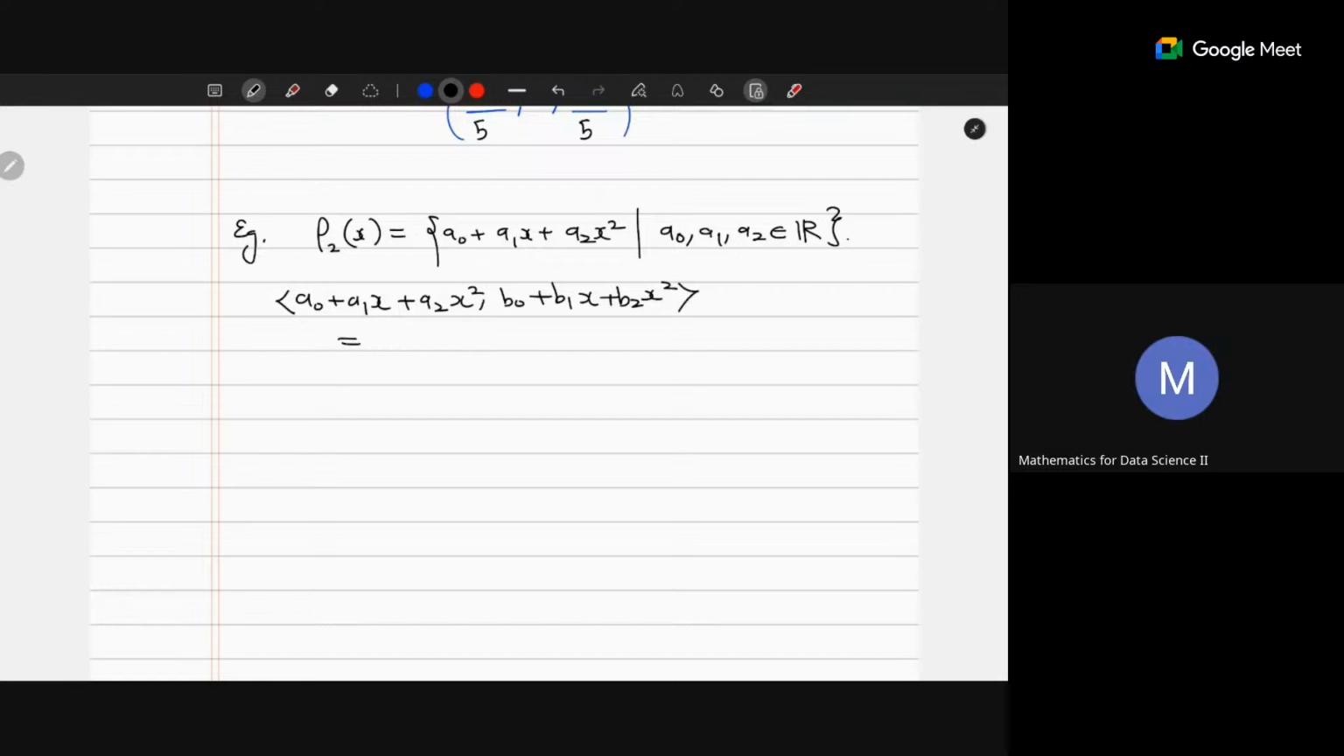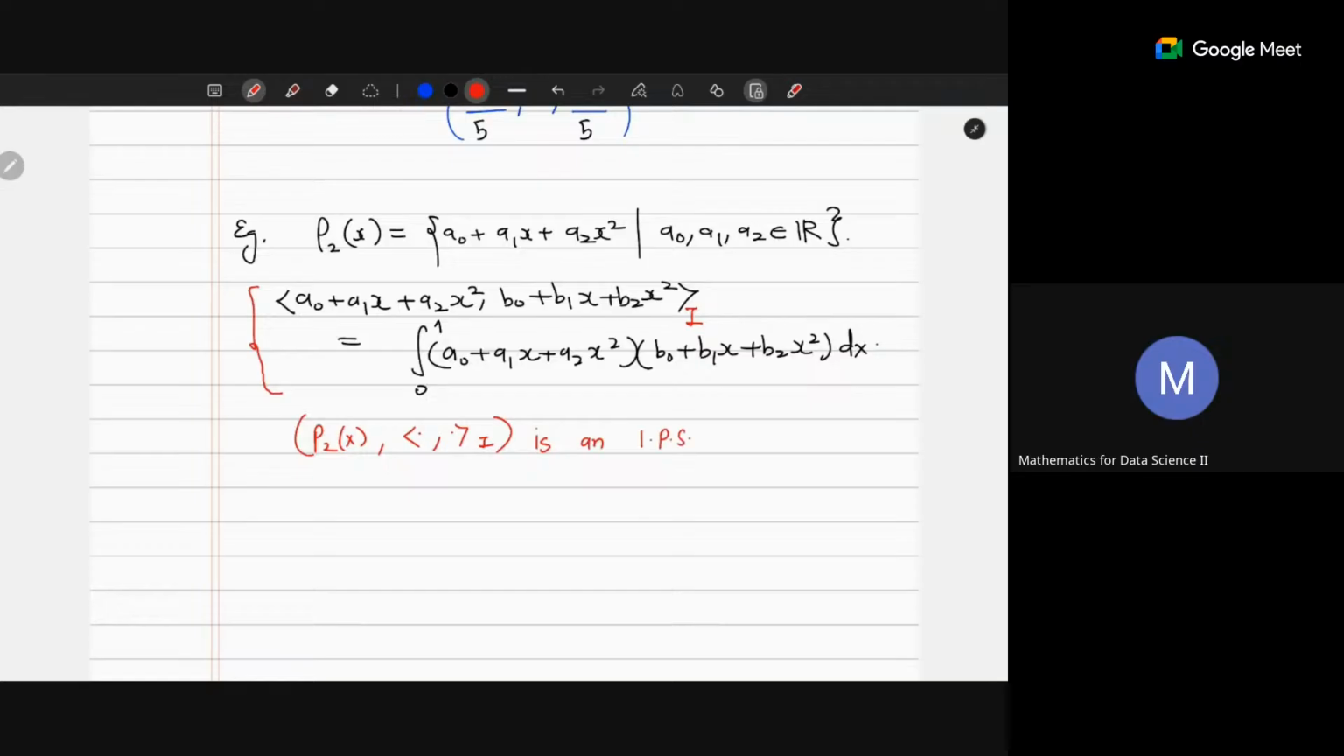given these two polynomials, I define the inner product to be the integration from 0 to 1 of the product of these two polynomials. Okay. I don't know whether you guys have figured it out or not, but it is simple. It is an inner product. So P2(x) with this, I call that this type of inner product. This is an inner product space.